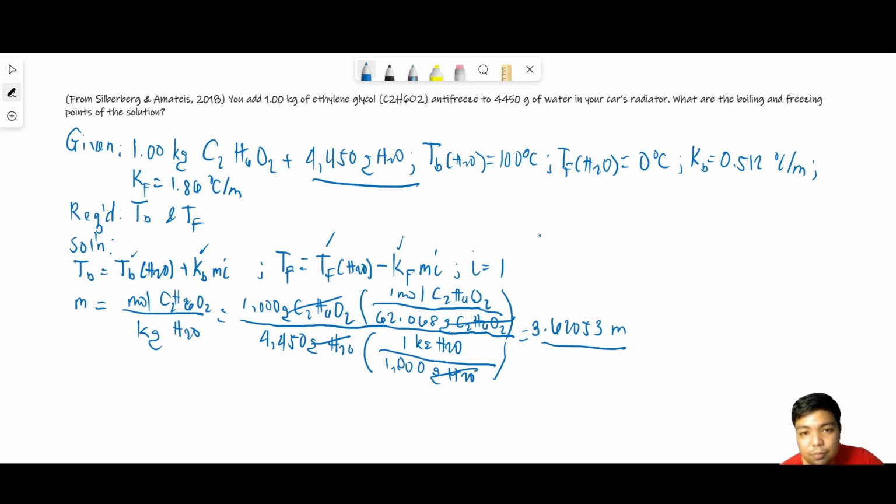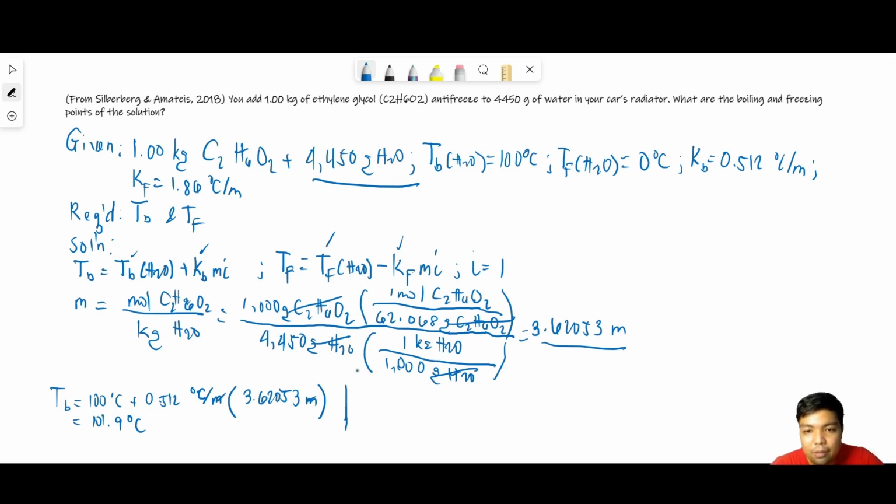Okay, so we already have this one here. We substitute it to our working equation here to get the freezing point and the boiling point. So the boiling point is equal to 100 degrees centigrade plus Kb, which is 0.512 degrees centigrade per molal, multiplied by the molality, which is 3.62053. I will not place the Van't Hoff factor of 1, since any value multiplied by 1 is the value itself, right? So this will cancel out, and what you'll get for the boiling point, rounded off to 1 decimal place, is equal to 101.9 degrees centigrade.